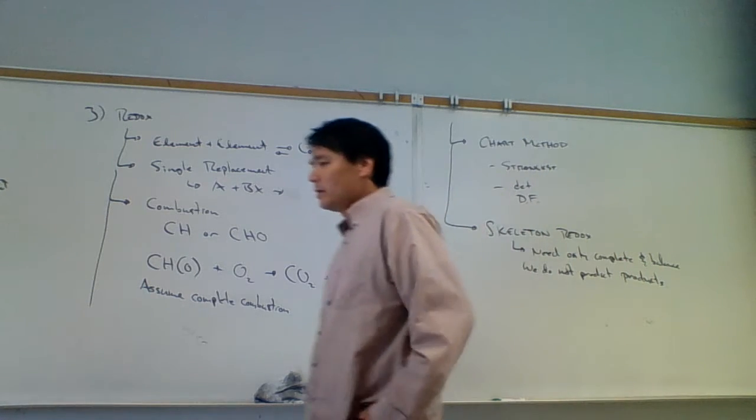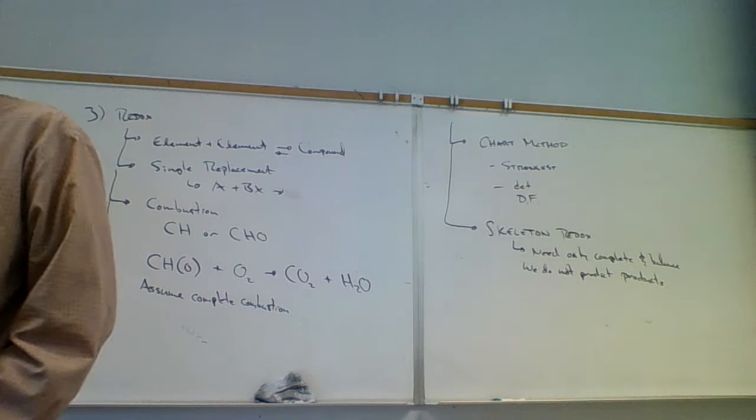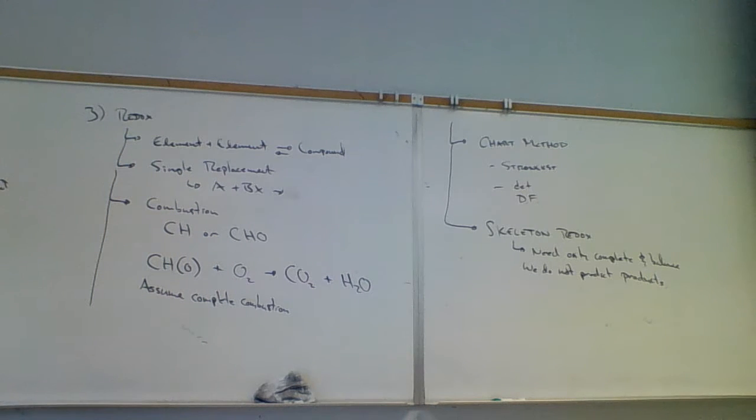The major products would be given in skeleton redox. And skeleton redox comes about because reactions are kind of complicated. Reactions depend on a lot of variables. We can make predictions like this.